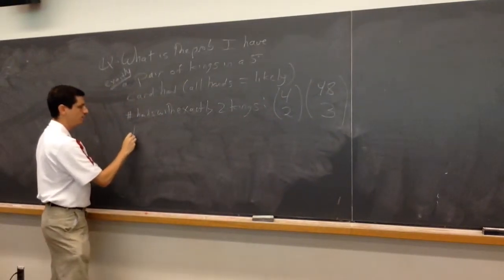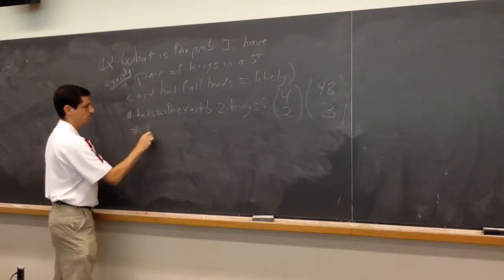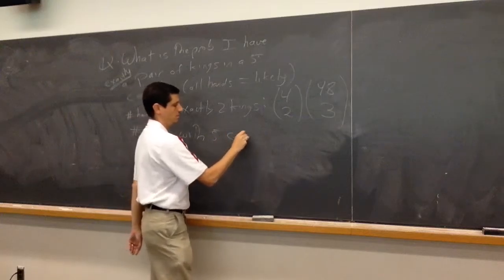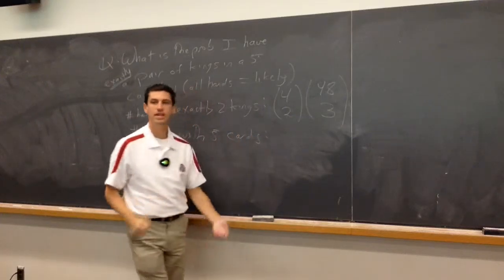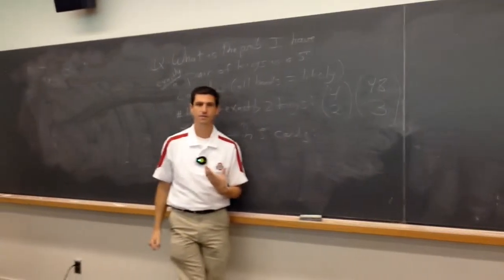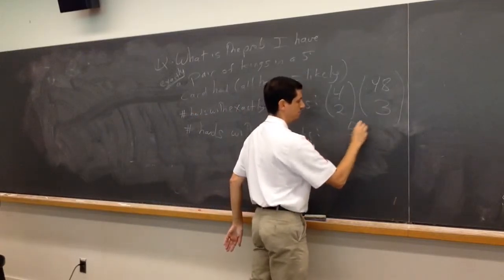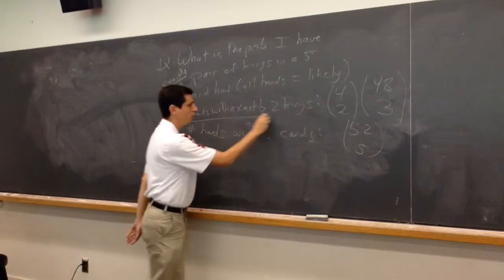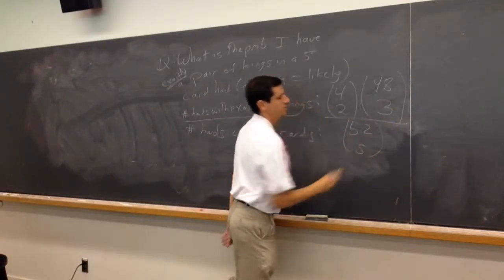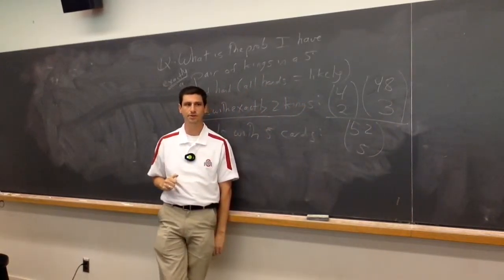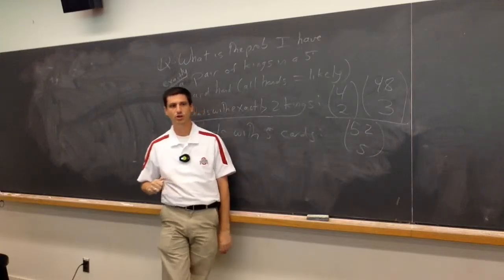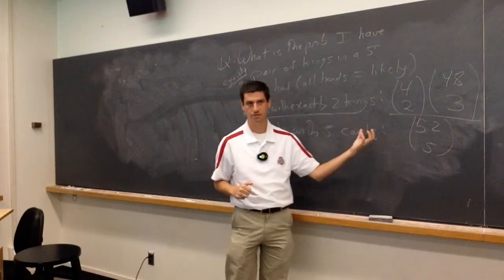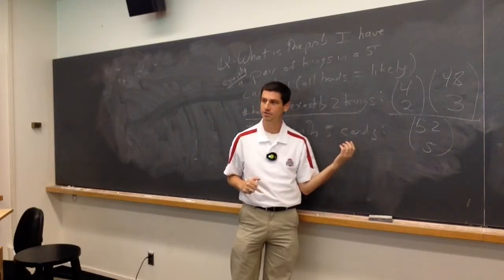How many hands are there with 5 cards? So how many ways can you choose a hand of 5 cards? 52 choose 5. And so now if I want the probability, all I have to do is just draw a big division line. And that's the probability. So this would be the probability of exactly 1 pair of kings in 5 cards.